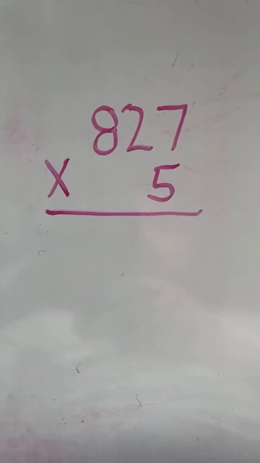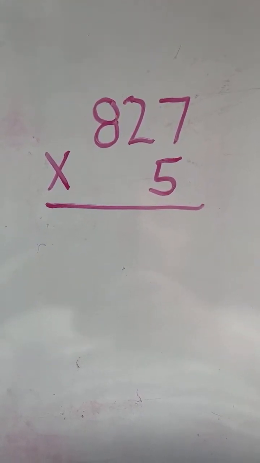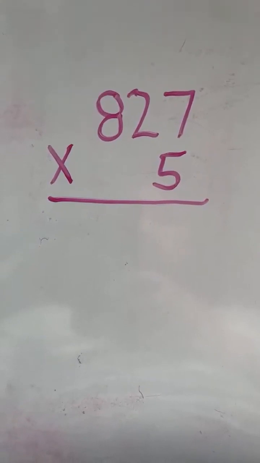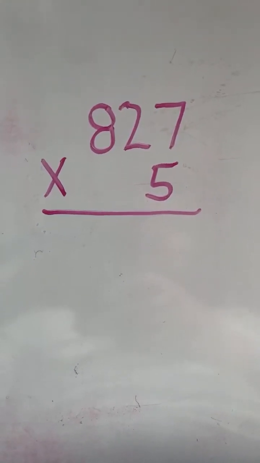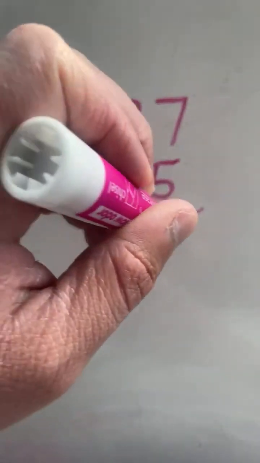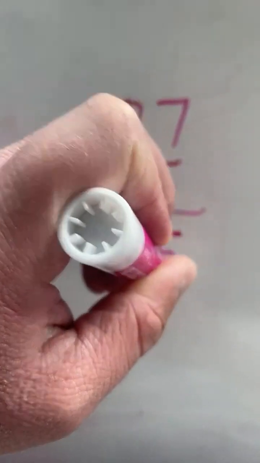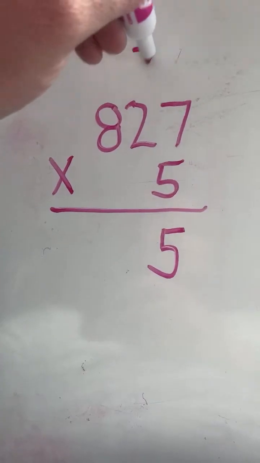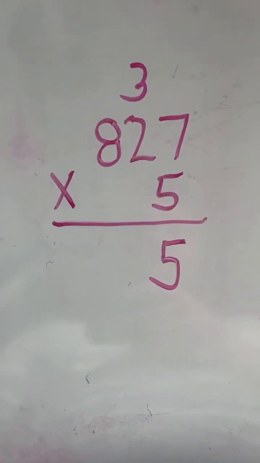827 times 5. So we're starting in the ones place. 7 times 5 equals 35. We have to regroup because our product is more than 10. The 5 in 35 goes in the ones place. The 3 gets carried over to the tens place.